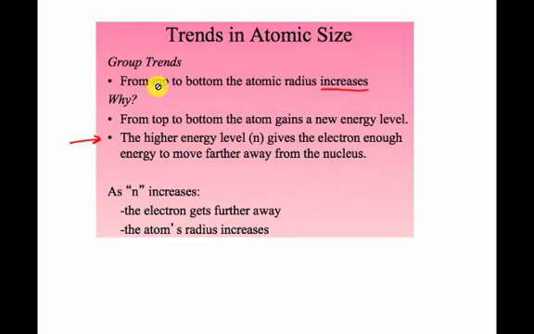Alright, so let's take a look at that again. From top to bottom, the atom is going to get bigger and bigger and bigger. So as n increases, the energy level increases, the electron can get further away because it has more energy, and the atom's radius is going to increase.